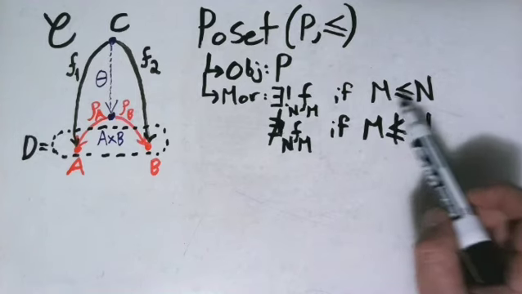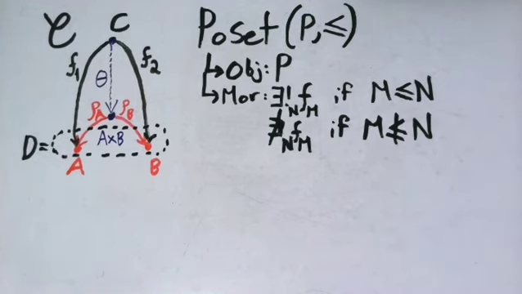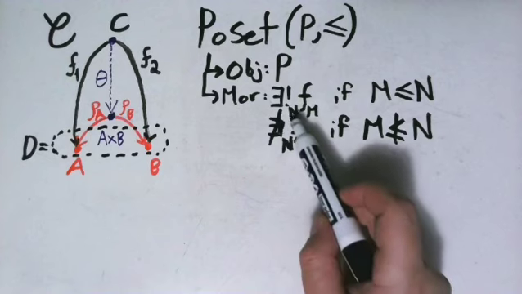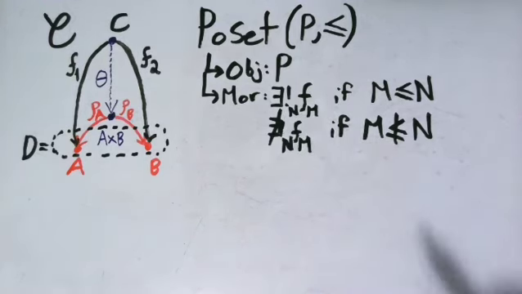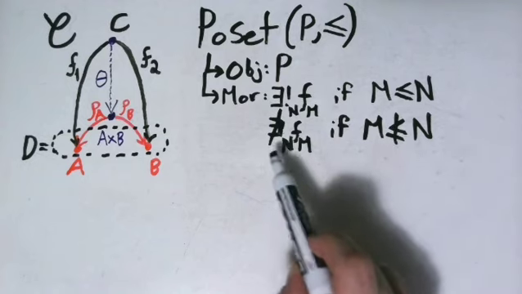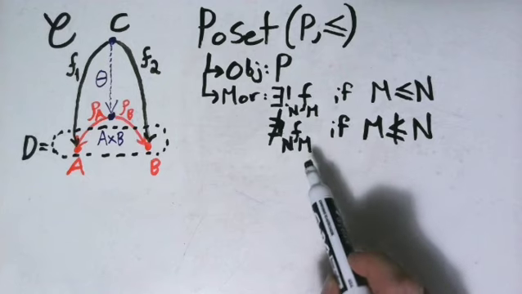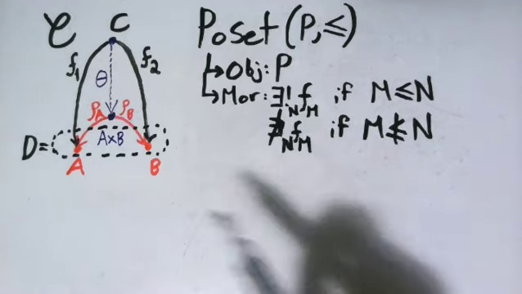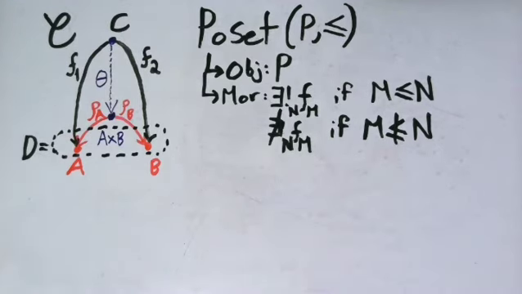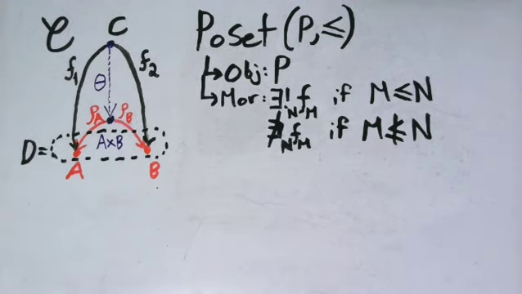So if M is less than or equal to N in P, then we have one unique morphism going from M to N. And if M is not less than or equal to N, then there is no morphism going from M to N. So fairly straightforward. It's just trying to capture this order relation by the morphisms in the category. So the question is, what does a product look like in this category?